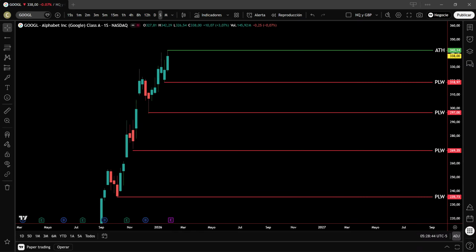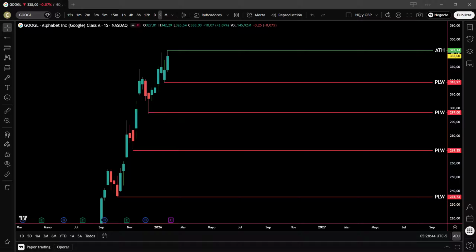We now analyze Alphabet, Google's parent company, on its weekly chart. The stock presents one of the cleanest and most powerful structures in the entire tech sector, currently operating in a price discovery zone after reaching its ATH, or all-time high, at $342.14. Due to the aggressiveness of this latest upward momentum, price has not left any nearby order blocks. Therefore, our attention is focused exclusively on the PLW levels, or previous weekly lows.